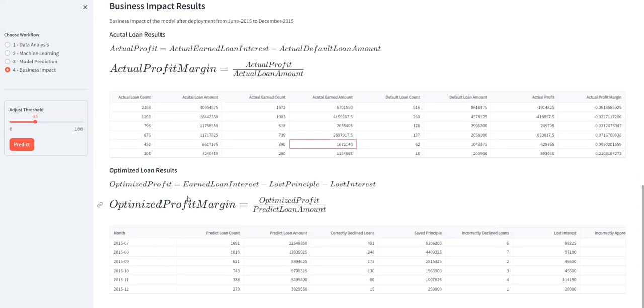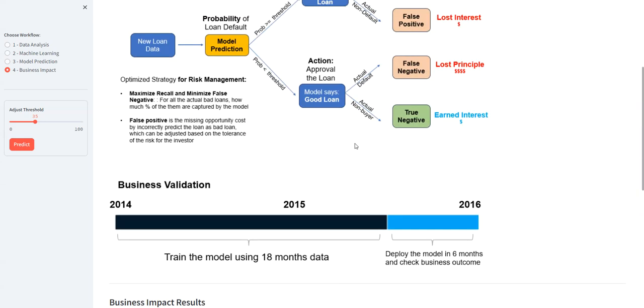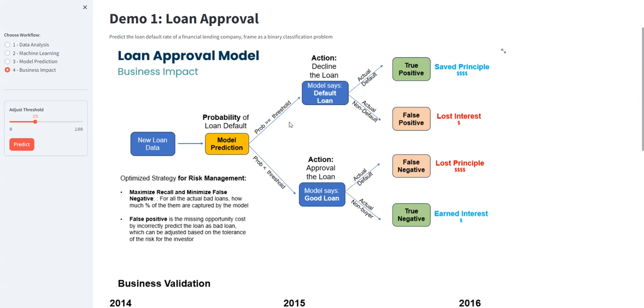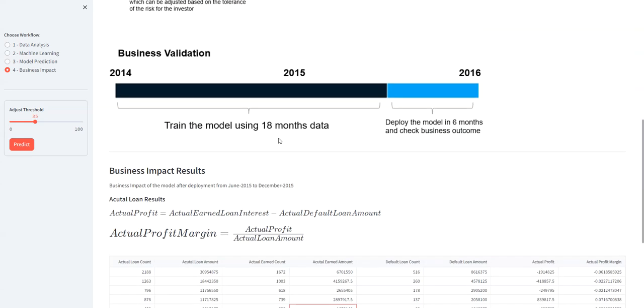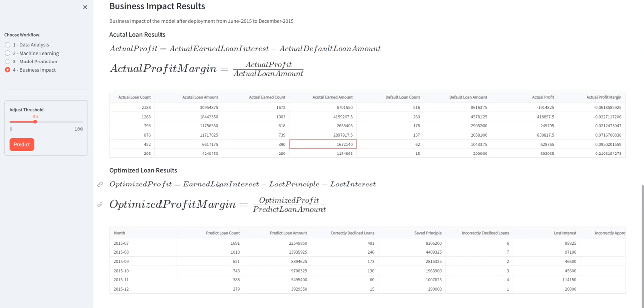But if you are using our optimized loan results, where we are using our model, training our model, and deploying the model using this strategy, following this decision tree, we are going to have the optimized profit where you have earned loan interest. Remember, we're going to minimize the lost principal, the false negative case. We are also going to minimize the adjusted lost interest. So you will have some opportunity cost lost.